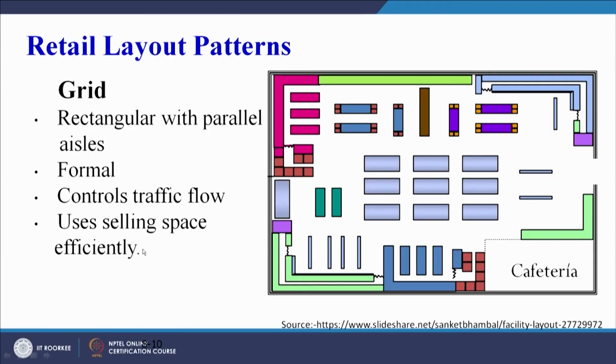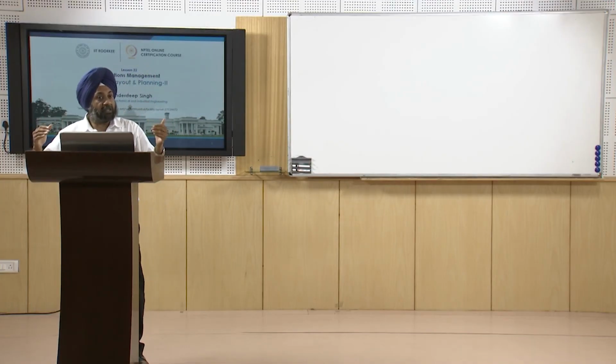Formal: uses the selling space efficiently. So the displays of the various retail goods are arranged in such a way that the customer is easily able to see them and select them in the shortest possible time. So this is just a layout, a general layout of a retail outlet.